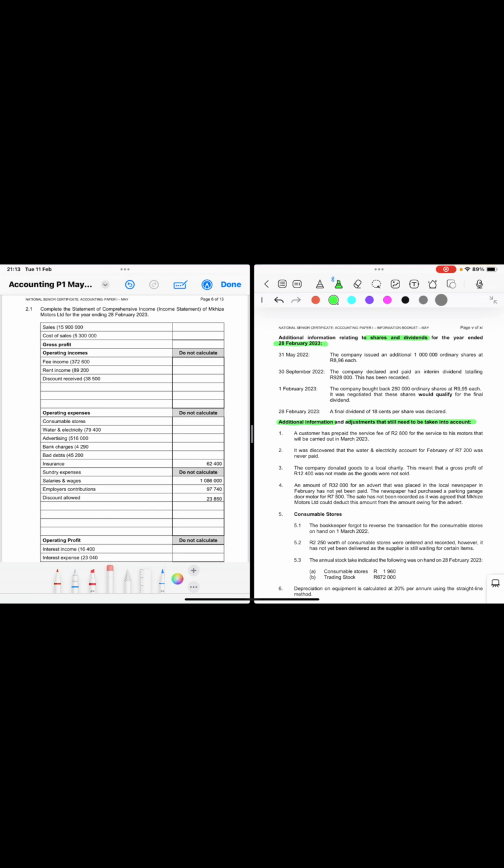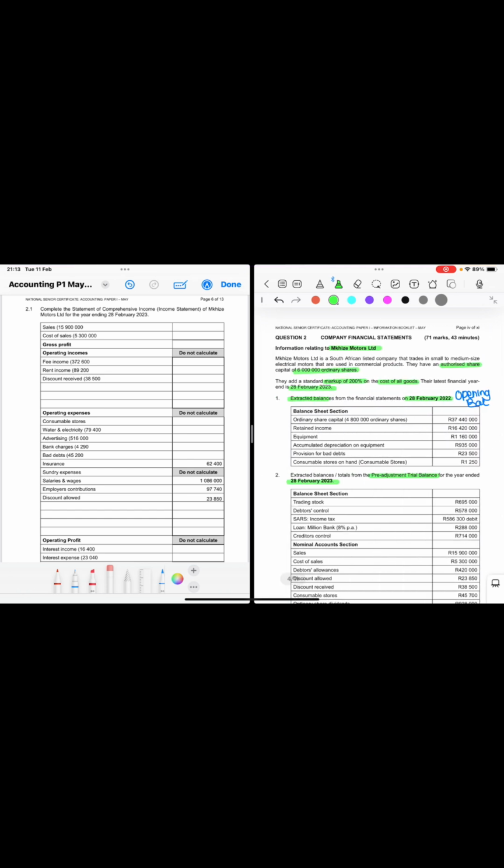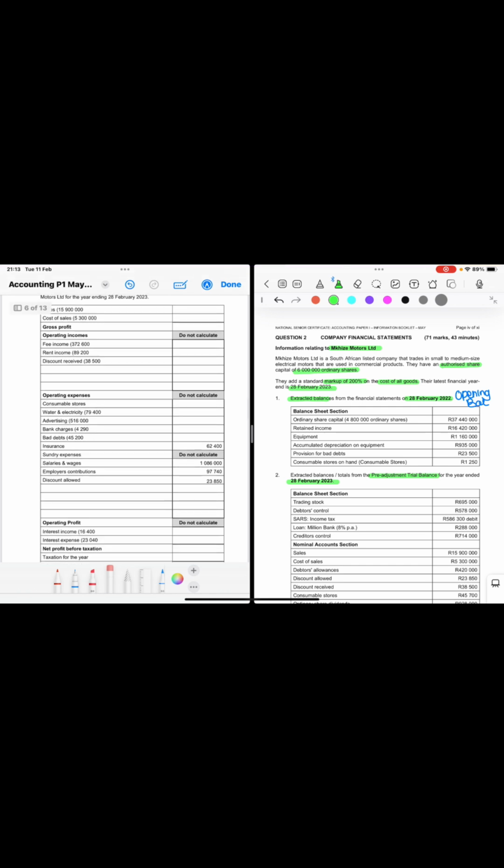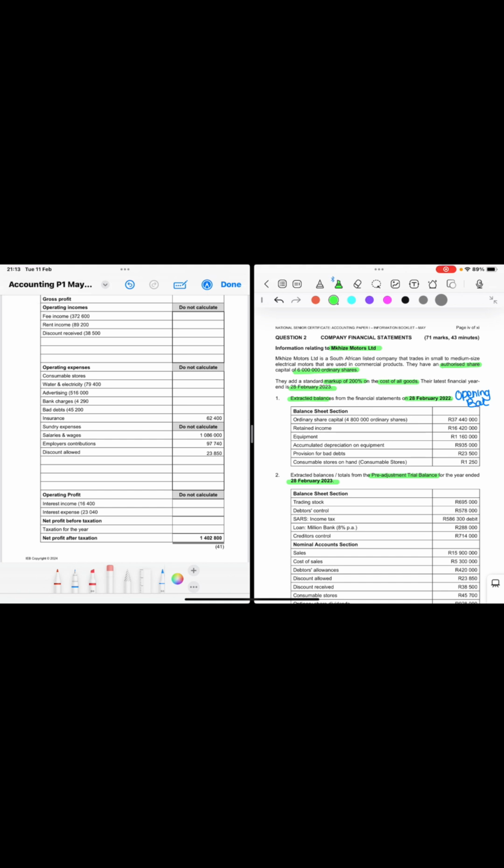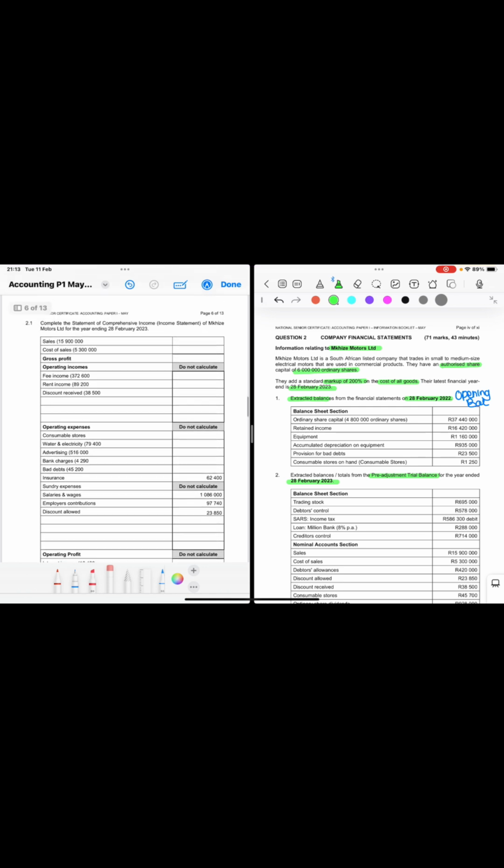Okay, so first off, with our statement of comprehensive income, we have some of it filled up already. So we start off with sales, cost of sales, gross profit. Then we're given our operating incomes. Then there's some spaces for any adjustments, for any line items that we might find from the adjustments. Next up, we have operating expenses. Same there, we have some spaces. Then operating profit. Then we have interest income, interest expense, net profit before taxation, and taxation for the year. And then we are given net profit after taxation. So we won't be needing to calculate that.